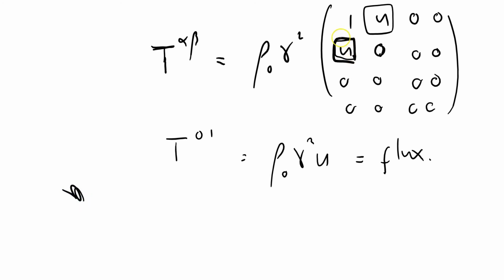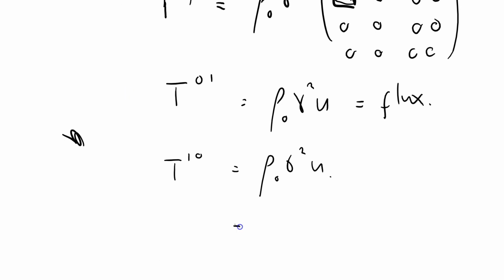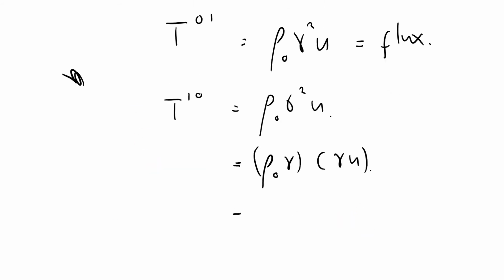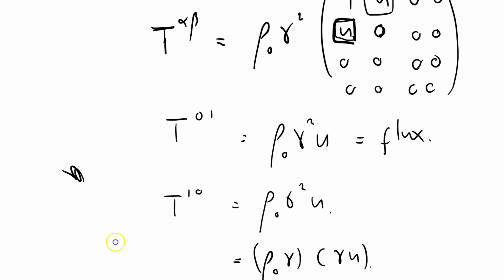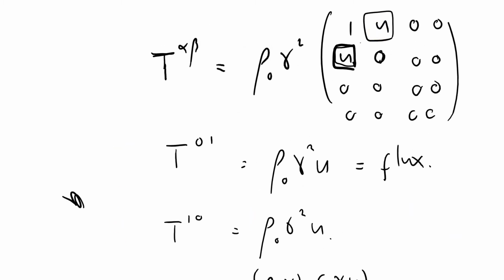I'm talking about this component here, which is T10, which is again rho 0 gamma squared u, but I'm going to re-bracket it. I'm going to say it's rho 0 gamma times gamma u. And you can see that that is a momentum density. It's actually an x momentum density. So we can see that this term and this term are symmetrical. It's not obviously symmetrical, but it is.